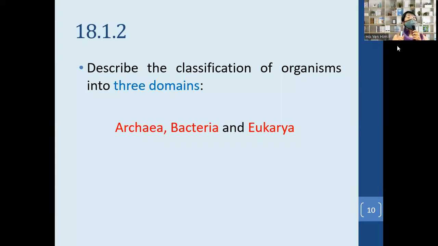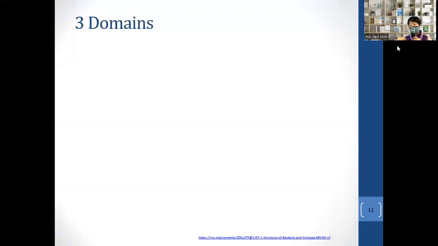You need to remember these three names because they're in the syllabus. These three names are the domain names, and they all start with a capital letter, with no underline, because they are not species names. Only species names get underlined. You can see it's not italicized. So Archaea, Bacteria, and Eukarya are the names of the three domains.